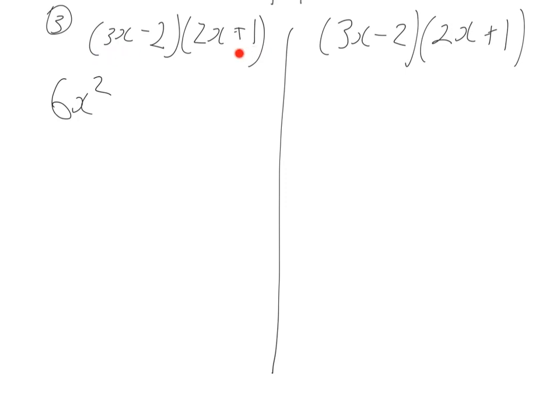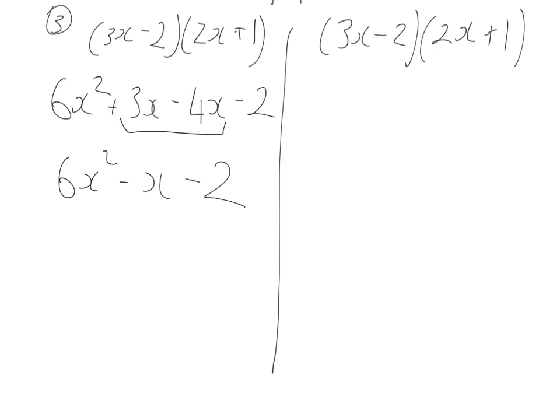Outsides, 3x times 1 is 3x. Insides, minus 2 times 2x is minus 4x, and lasts, minus 2 times 1 is minus 2. Then tidy up the terms in the middle, so that's 6x squared, 3x take away 4x is minus x, minus 2.